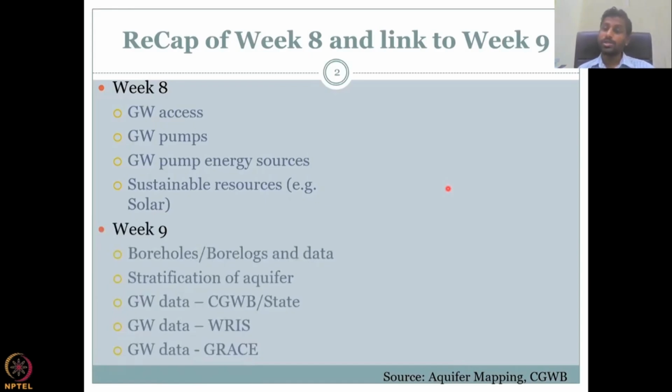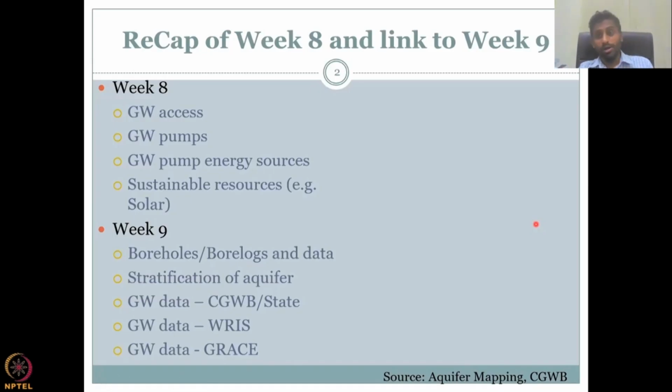So from this week onwards, we'll be looking at the aquifer layers, how you estimate these aquifer layers, what is the data that is needed, how do you get the data, where do you get the data, and what are the steps in creating your first kind of conceptual model. So we'll be looking at boreholes and bore logs and data associated with it.